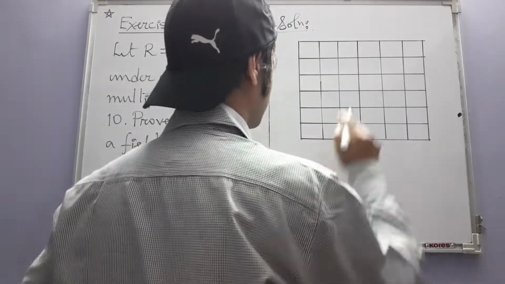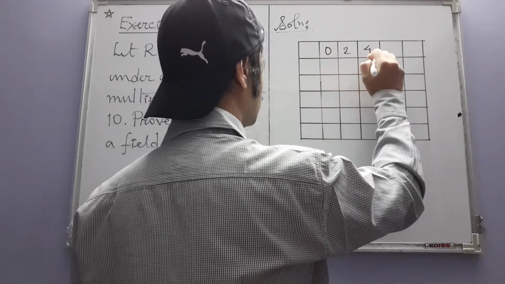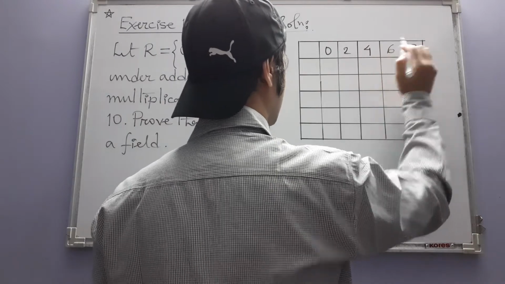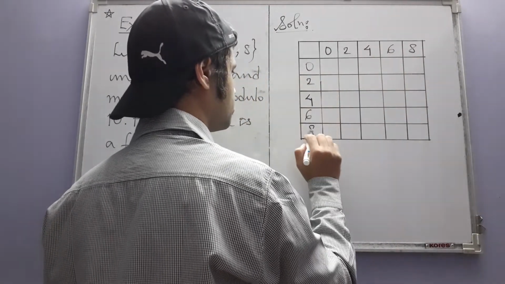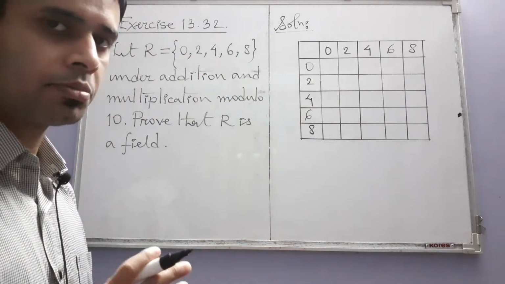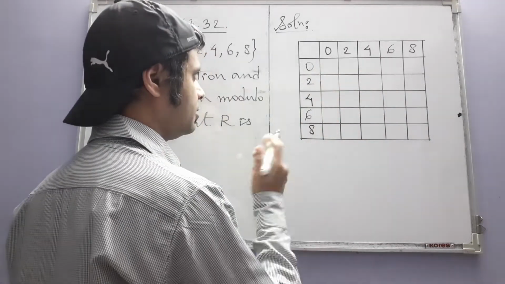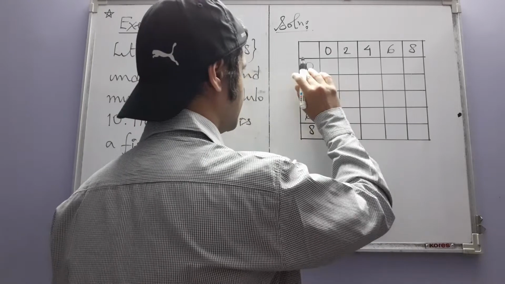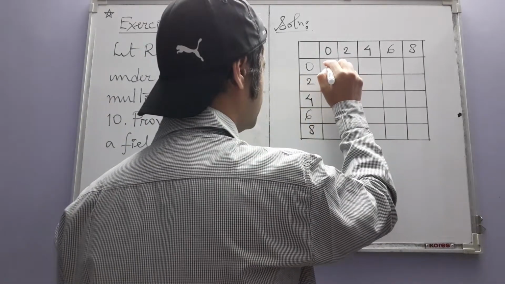Okay, so let's now write the elements 0, 2, 4, 6, 8, and 0, 2, 4, 6, 8. So this is the composition table for addition modulo 10. 0 of course will not have any effect on the sum, I mean when we take the sum of say 0 and 2. So we are going to get these things.